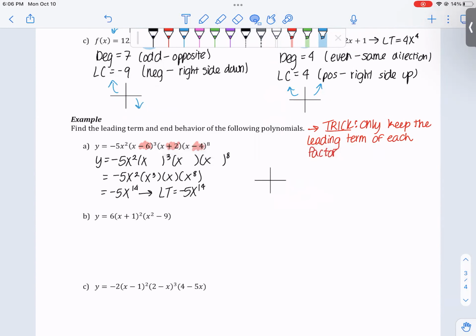The end behavior for this: the leading coefficient is negative, so the right side goes down. Even degree means they go in the same direction.